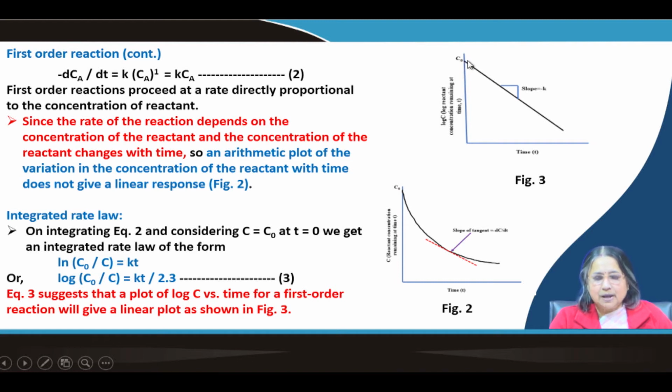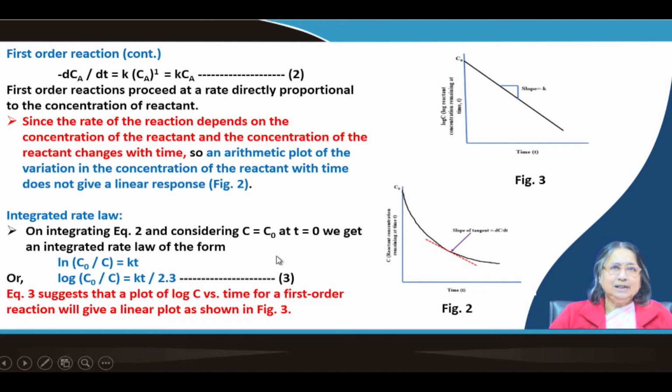And you can plot ln C as well, and you will get this type of curve with negative slope. But if you plot ln C0 by C versus t, then you will also get a straight line, with positive slope. So, this is the integrated rate law for a first order reaction.